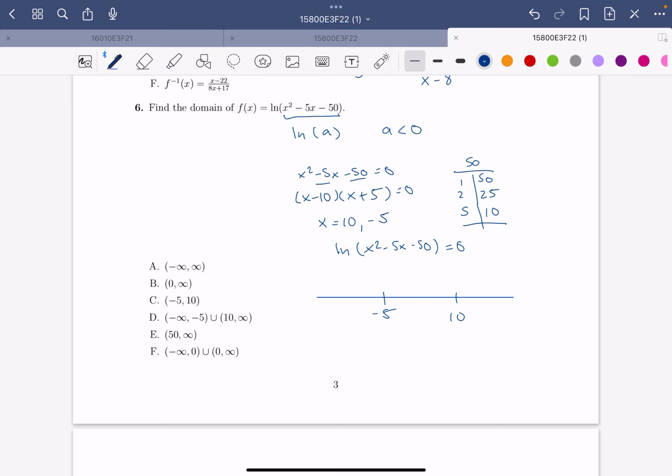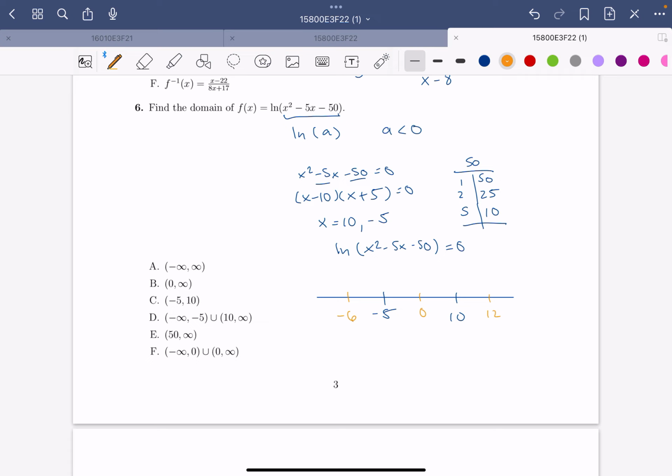Now we just need to see where on this number line the inside part, the x squared minus 5x minus 50, is less than 0. So I'm going to go ahead and pick some points. Let's do 0, 12, and negative 6.